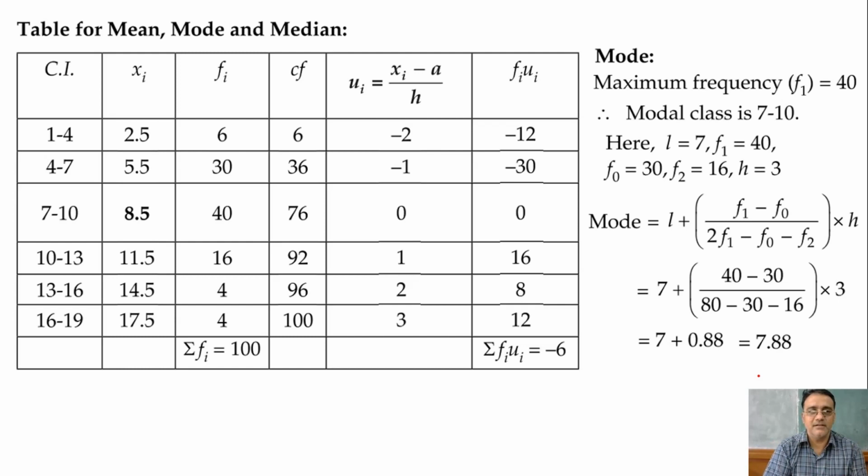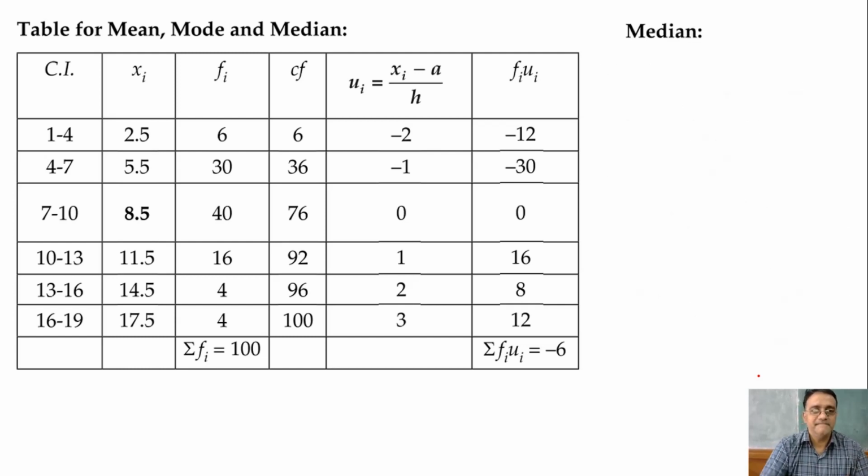Now only one is left, that is median. So median ke liye, what is the value of n? 100. And n by 2? 50. 50 se nearest jo smallest CF कौन सा है, nearest one, 36 के बाद वाला median class, 7 to 10.